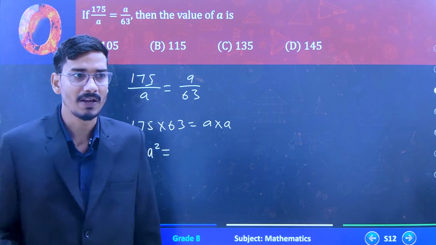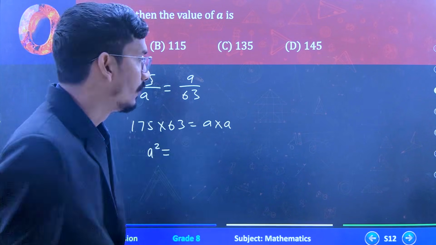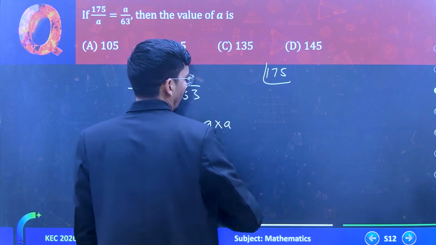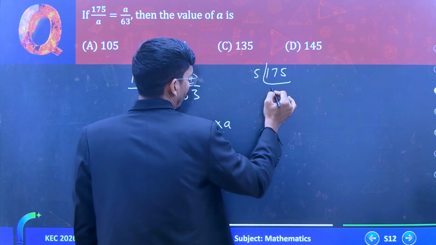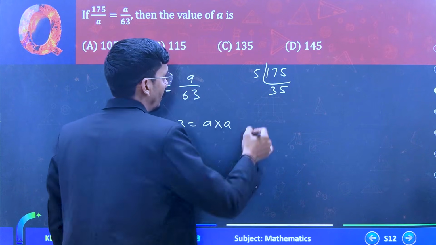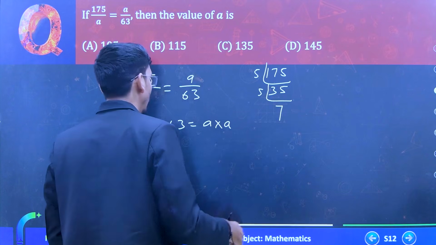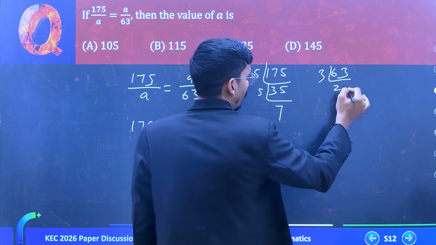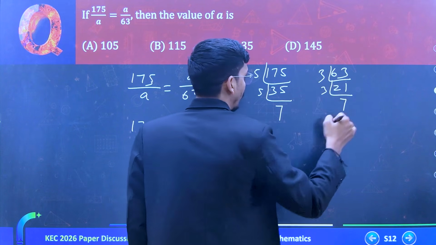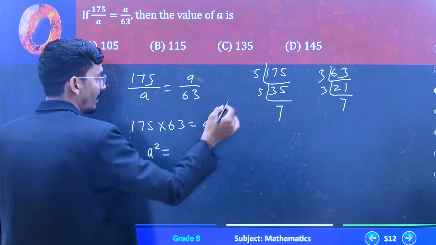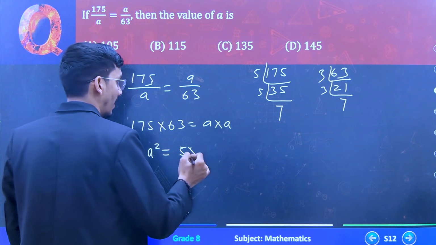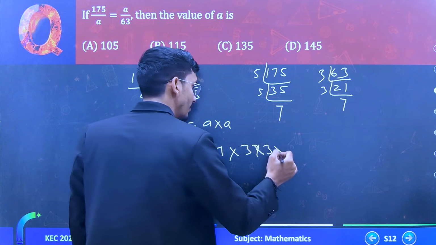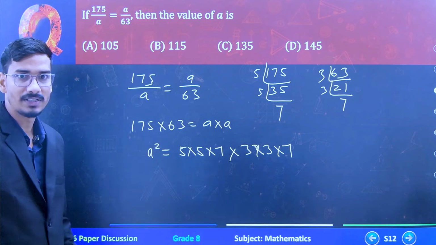Just find the prime factorization of 175. So what is the value of 175, beta? Prime factorization? 5 times 5 times 7. And 63, beta? 3 times 3 times 7. So we're getting what? A square equals 175 is nothing but 5 into 5 into 7 and 63 is 3 into 3 into 7. So A square equals this number.